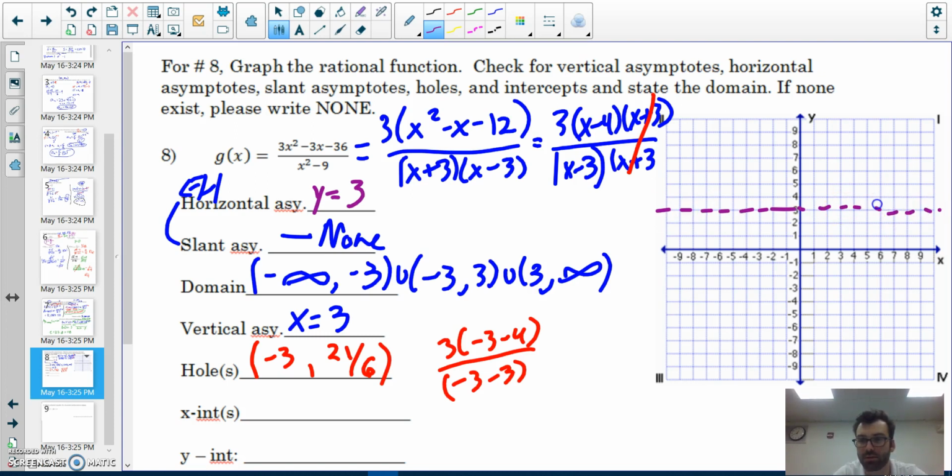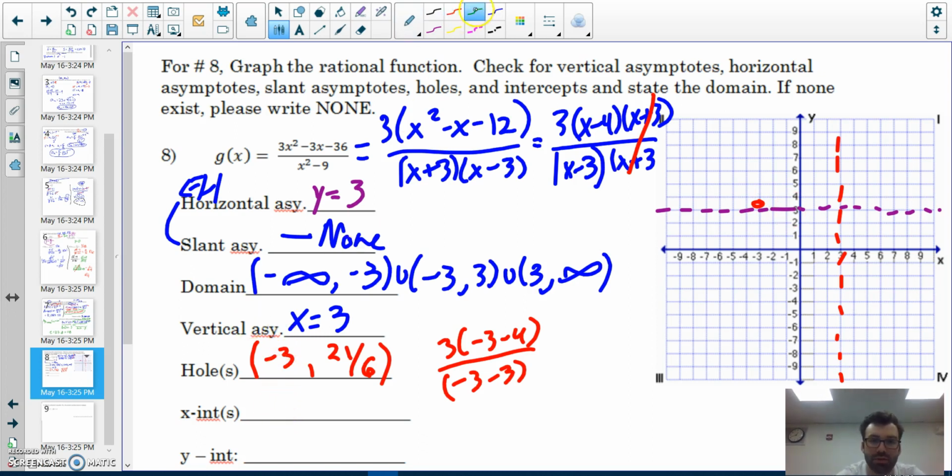Or at least attempt to. And I'm going to graph the x as well. X equals 3. And at least attempt to. And I got negative 3 and 21 over 6, so it's probably like somewhere in here. That's a hole.